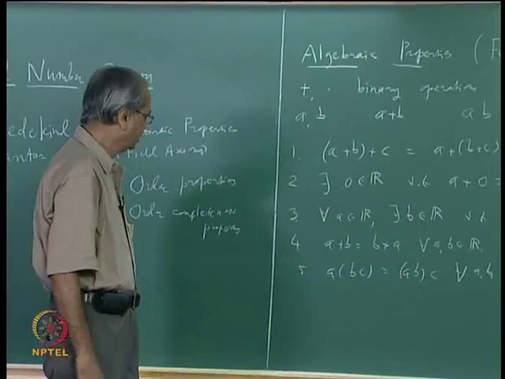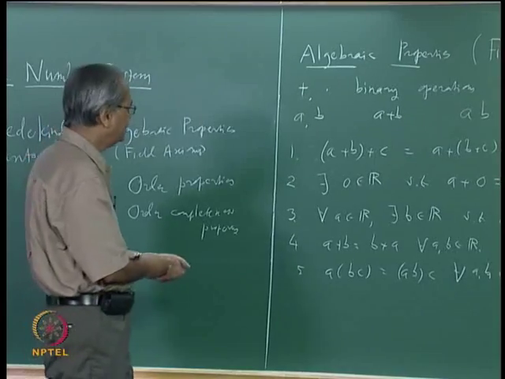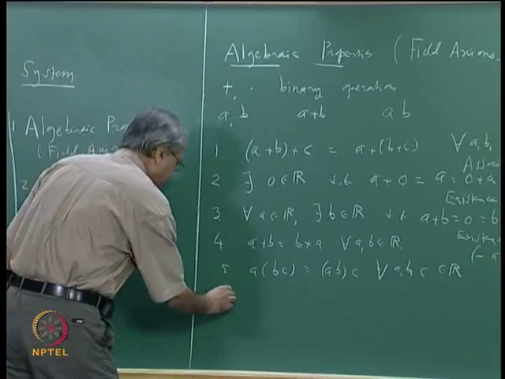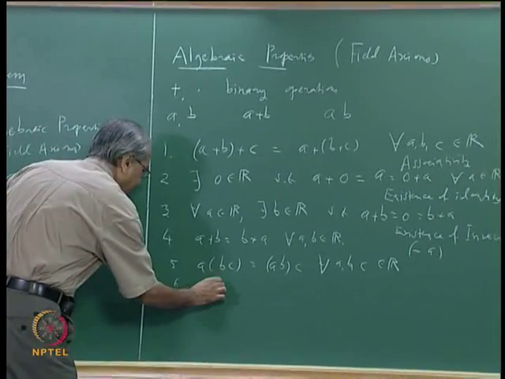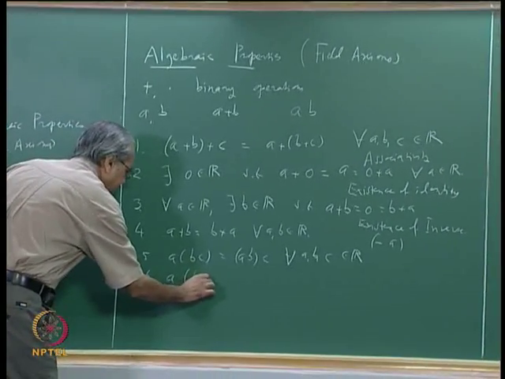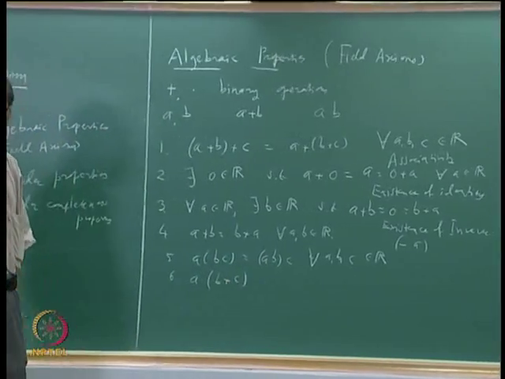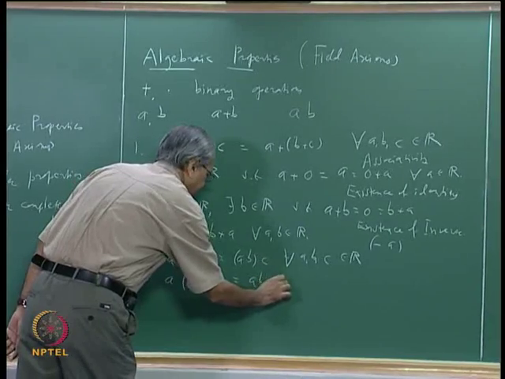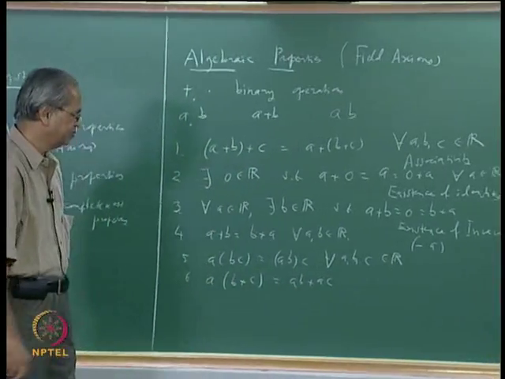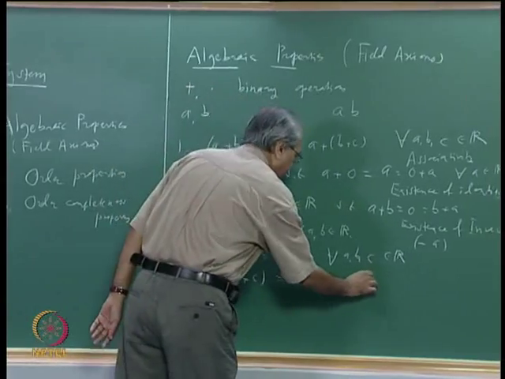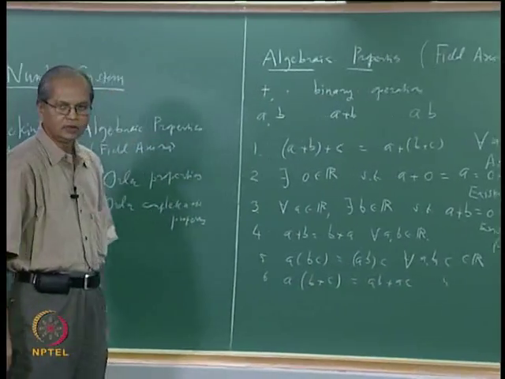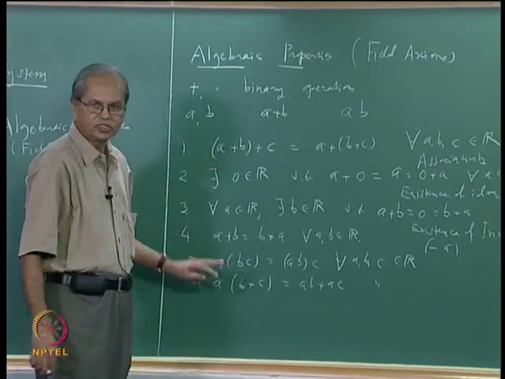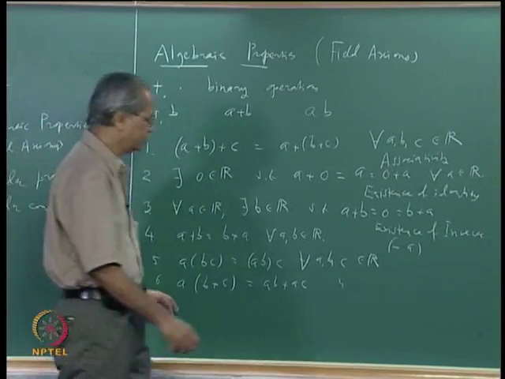Then we also want to say how these two operations are related to each other. Suppose you take three real numbers, and you take a and multiply it by b plus c. Then this should be the same as ab plus ac. Again, this should happen for all a, b, c in R. And this property is described by saying that multiplication is distributive over addition. So this is called distributivity.